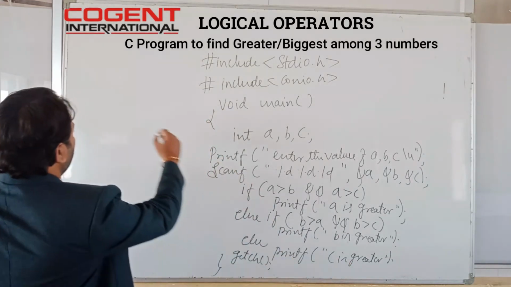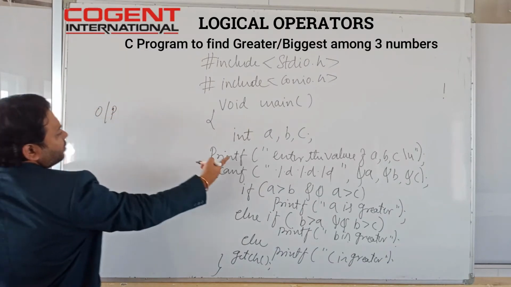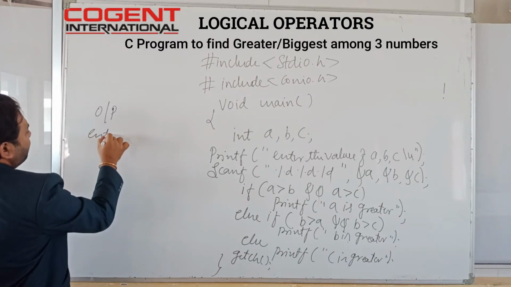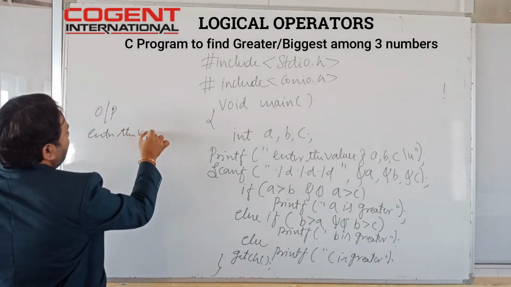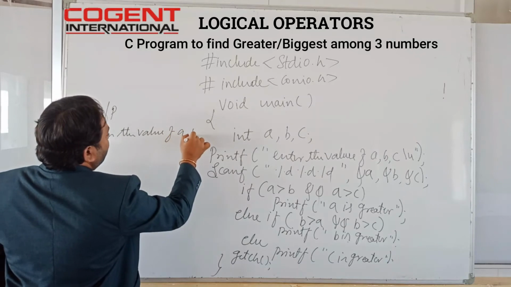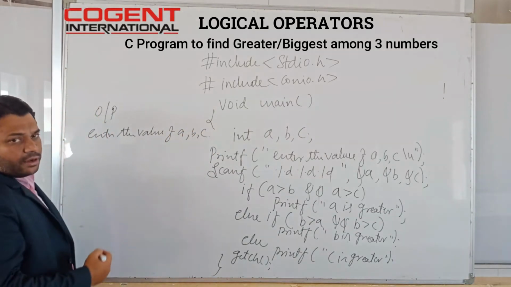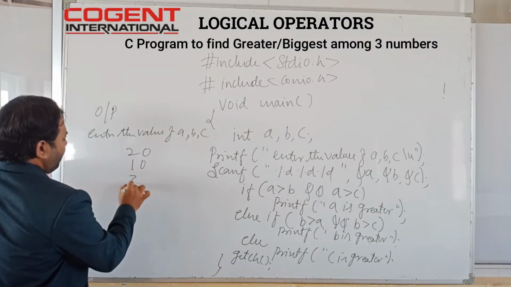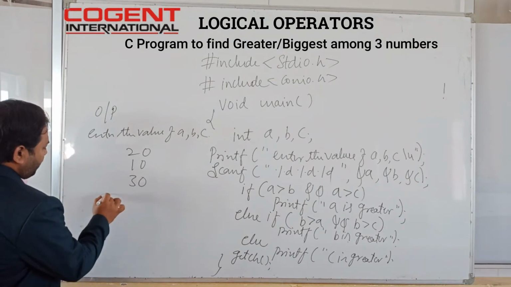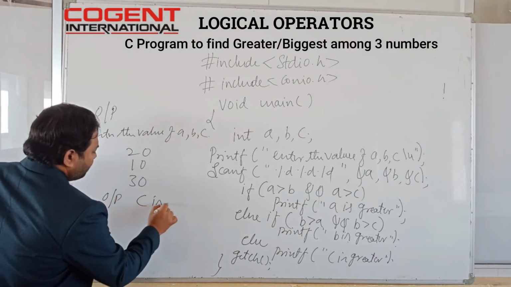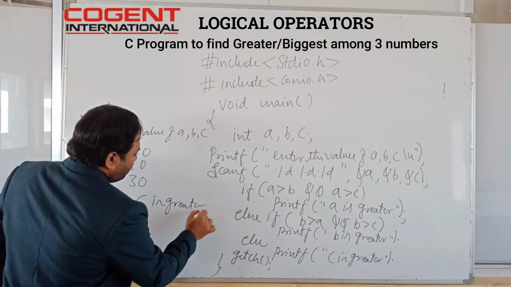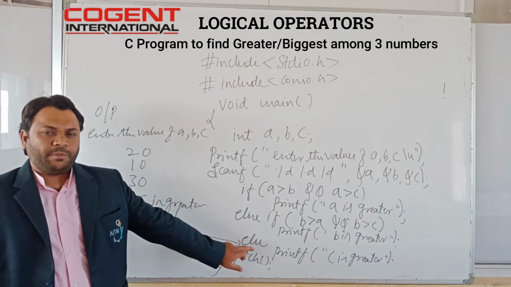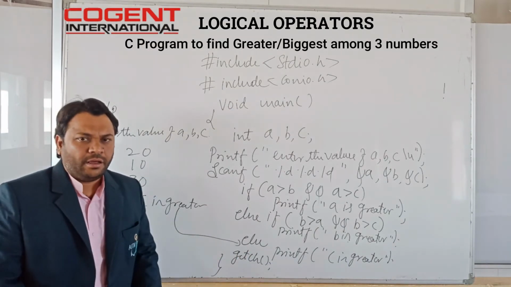Output, how will the output be? First it will print this statement, enter the values of A, B, C. Then I need to enter the three numbers. I'll enter 20, 10 and 30. So what will be the output I'll get? C is greater. That means this statement is executed here. Got my point? So this is the usage of logical AND in a C program.